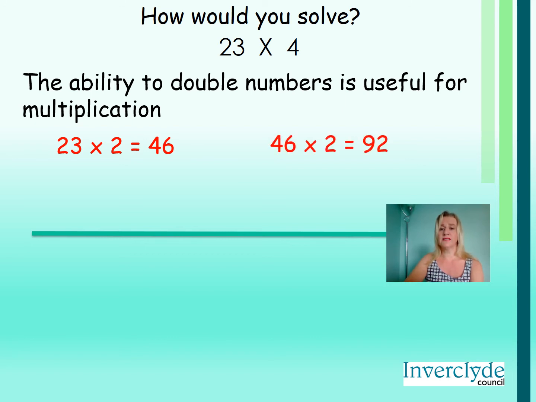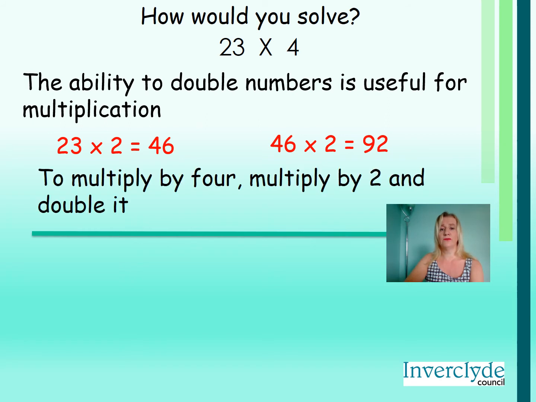So 46 doubled is 92. And again, you might need to partition it. Double 40 is 80, double 6 is 12, 80 and 12 is 92. So the rule is to multiply by 4, just multiply by 2 and double it.